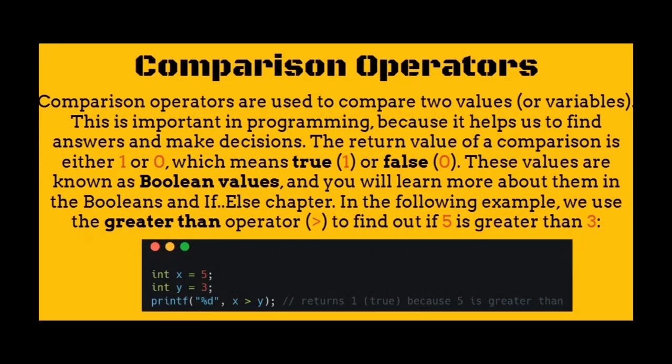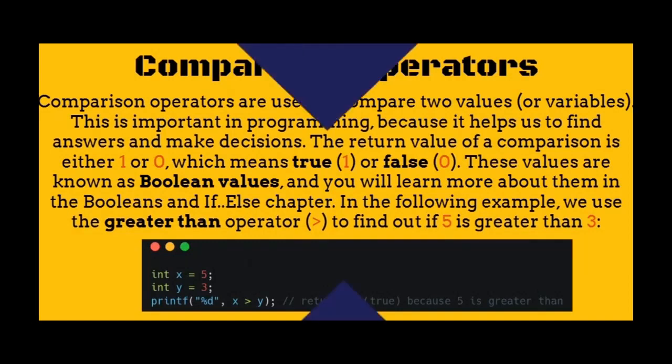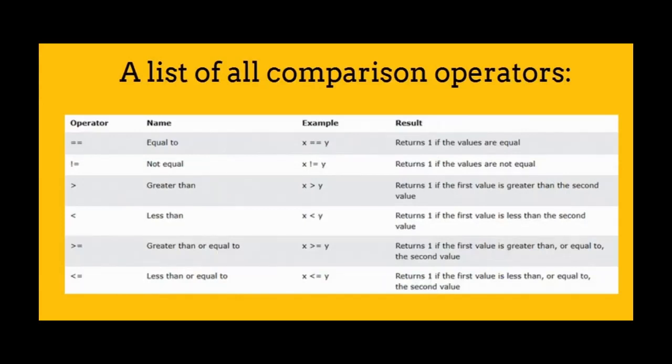Comparison operators. Comparison operators are used to compare two values, or variables. This is important in programming, because it helps us to find answers and make decisions. The return value of a comparison is either 1 or 0, which means 1 for true or 0 for false. These values are known as Boolean values, and you will learn more about them in the Booleans and if-else chapter. In the following example, we use the greater than operator to find out if 5 is greater than 3. A list of all comparison operators.